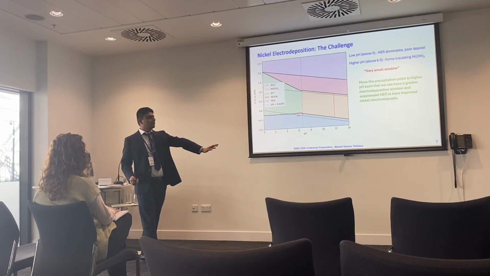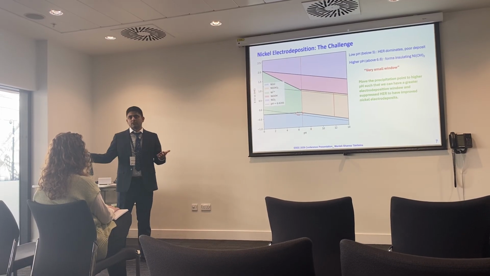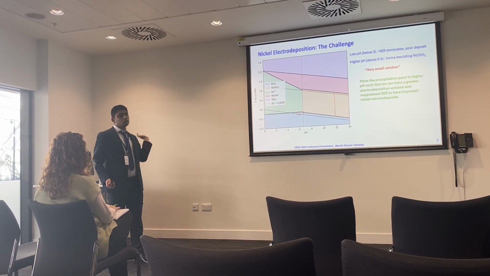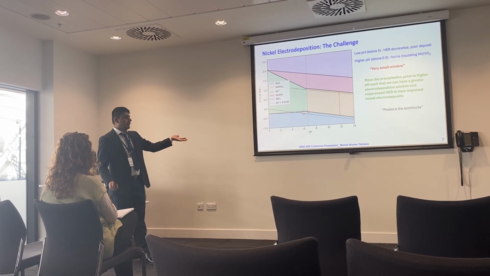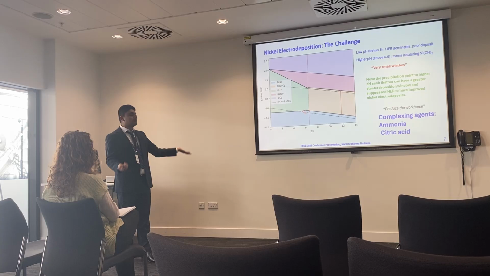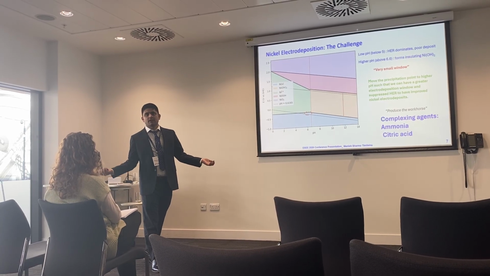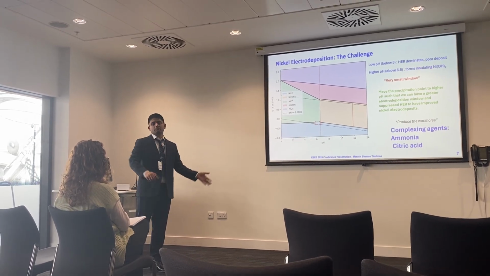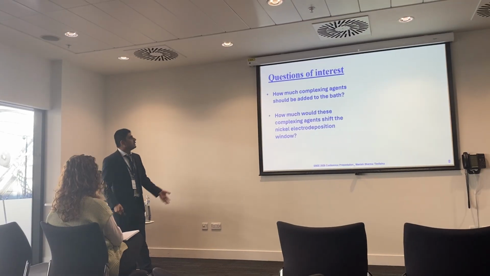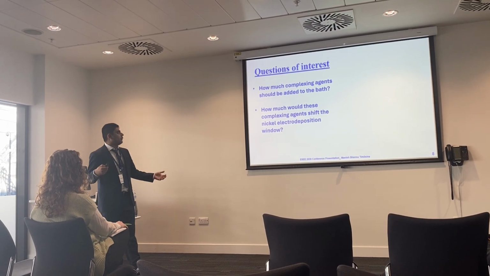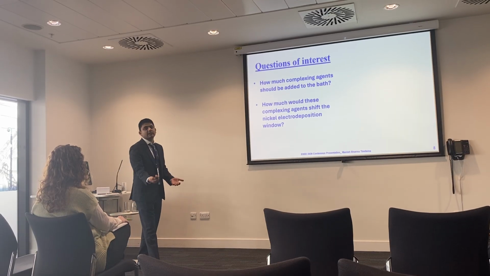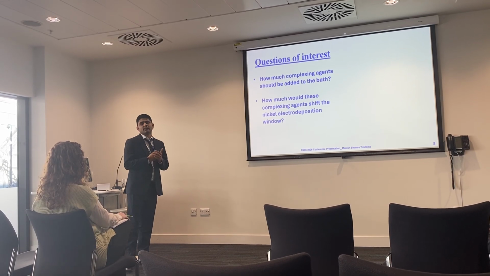As we go through the basic condition, we suppress hydrogen evolution reaction as well. But how do we move this boundary to the right? The answer is complexing agent, like ammonia or citric acid. They have been reported in the literature, but how much complexing agent should go into the bath, and how much this complexing agent would shift the nickel electrodeposition window, is not known.